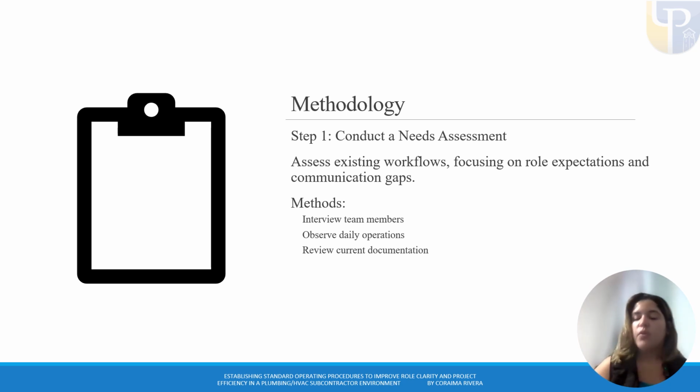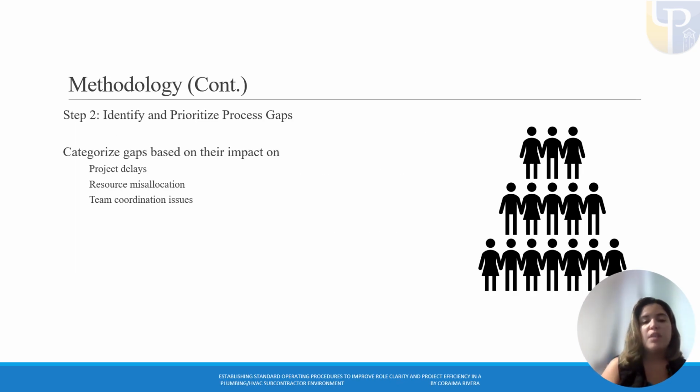For the methodology, we're going to be discussing 6 steps that we will be applying. Step 1 is conducting a needs assessment. We will be assessing the existing workflow, focusing on role expectations and communication gaps. This method includes interviewing my team members, observing the daily operations, and reviewing the current documentation that exists under the SOPs. For step 2, we're going to identify and prioritize process gaps. This is very important because the gaps are going to need to be filled. Categorize gaps based on their impacts on project delays, resource misallocation, and team coordination issues.